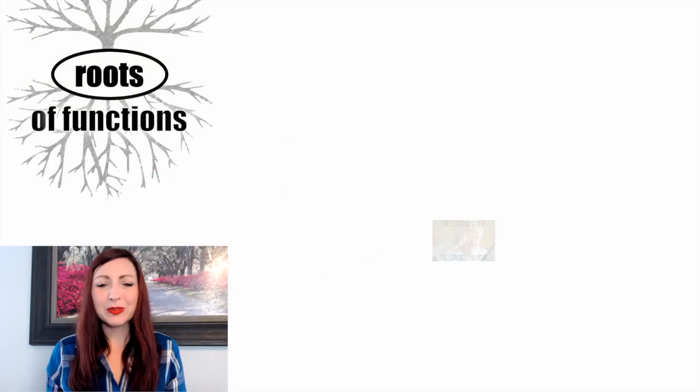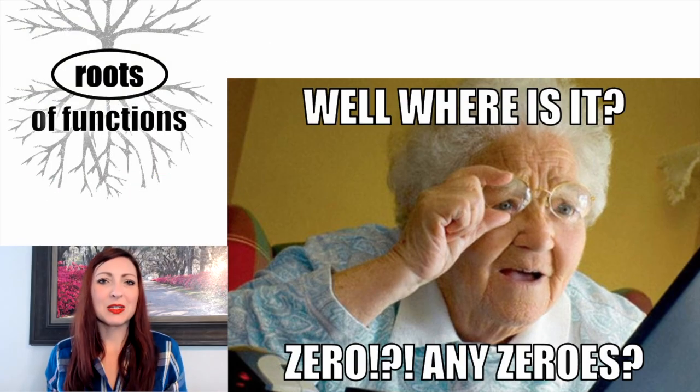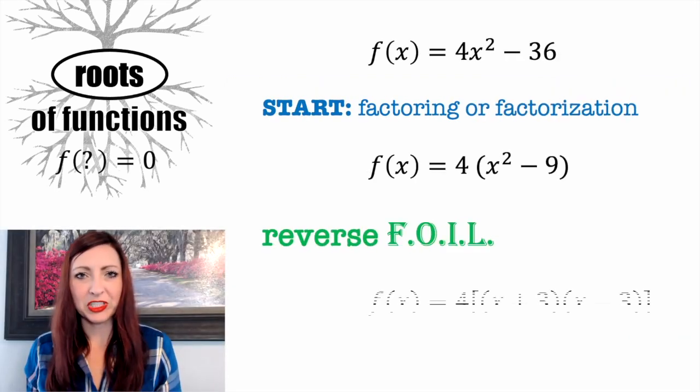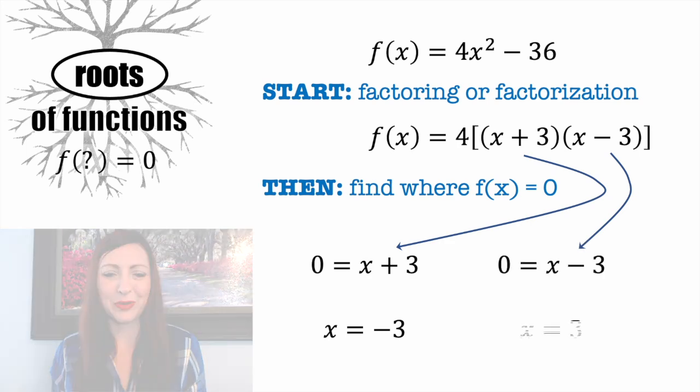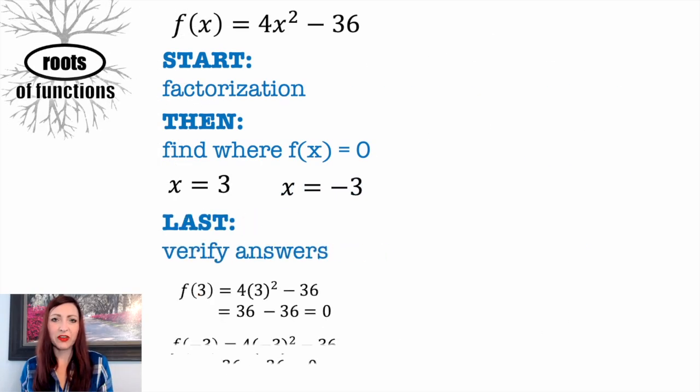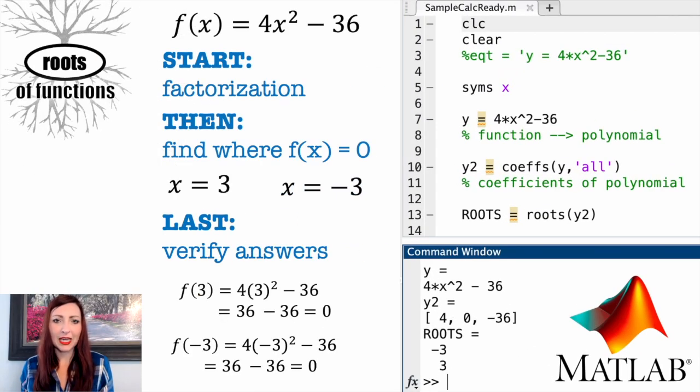Finding the roots of the function means finding where the function is equal to 0. We start by factoring out the function we're working with. Then we determine the value or values for x when the function is equal to 0. You can verify that you found the root of the function by plugging it back in, looking online, or using different software.